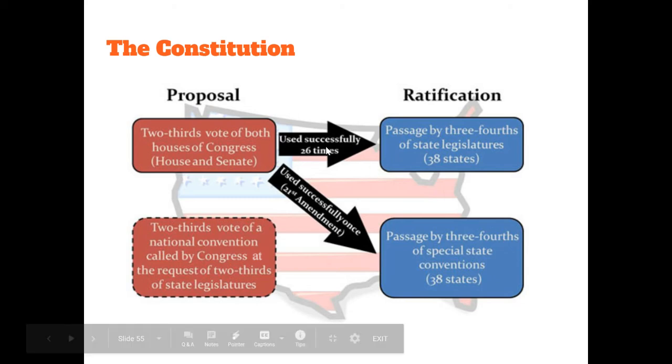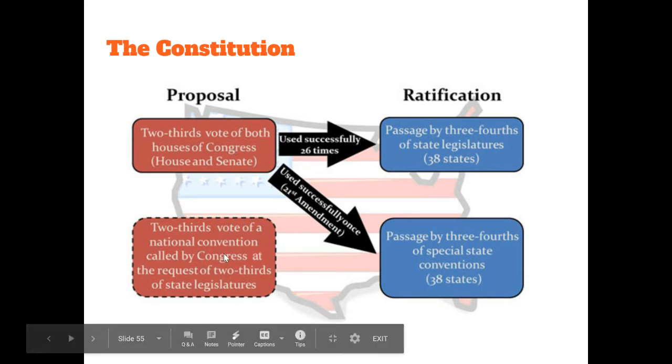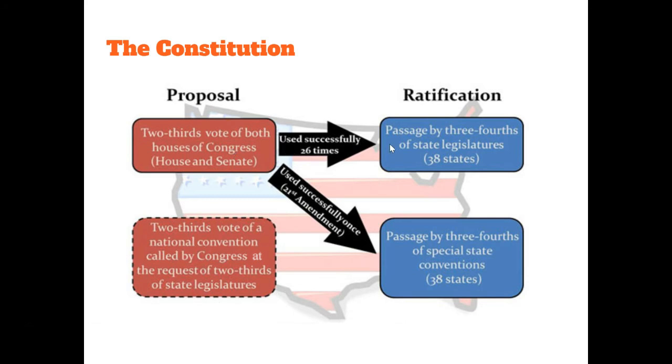All 27 times, by the way, there's 27 amendments in our country's history, all 27 times have been proposed by a two-thirds vote of both houses of Congress. The convention has never been used. 26 of the times, it has been ratified by three-quarters of state legislatures. So today, that's 38 states.